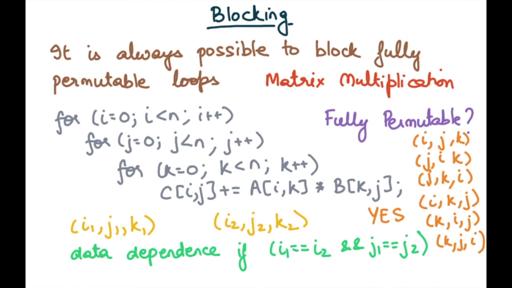But we now also know a more general condition, which is full permutability of loops, under which blocking is acceptable.